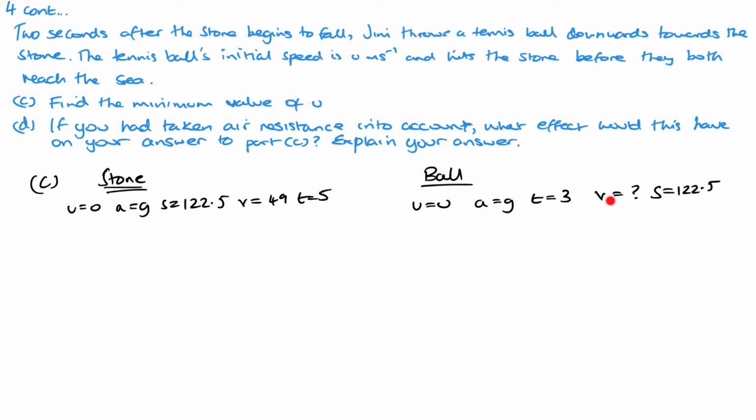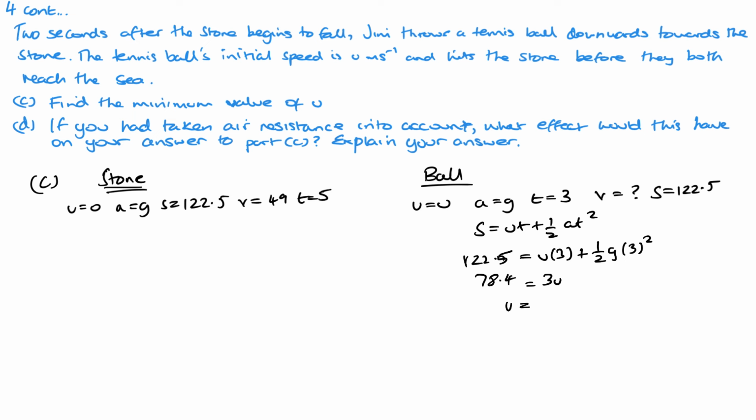Now, since we don't know v and we want to find u, we're looking at u, a, t and s. So s equals ut plus half at squared. So 122.5 is equal to u times 3 plus a half g times 3 squared. So we got 3u on this side. So 3u equals 78.4. Dividing this by 3, we get that u is 26.13, and the 3 is recurring. So u equals 26.1 meters per second.